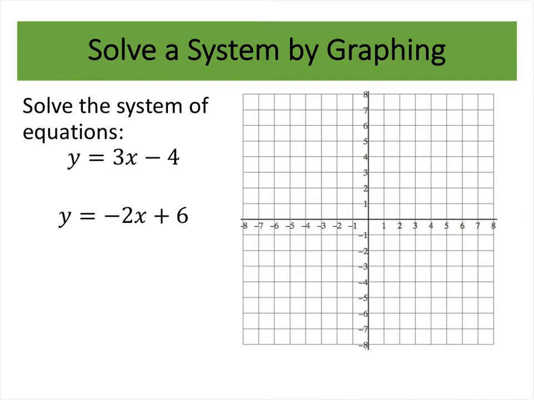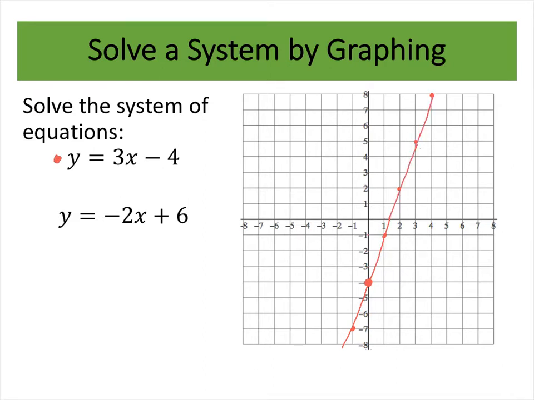So I'm going to graph this first one in red, and our y-intercept is -4, and our slope is 3 over 1, so up 3 and over 1, up 3 and over 1, up 3 and over 1, and I'm going to take this all the way to the edge of the page in both directions. So I'm going to try and graph a really straight line. I'll do my best to do that.